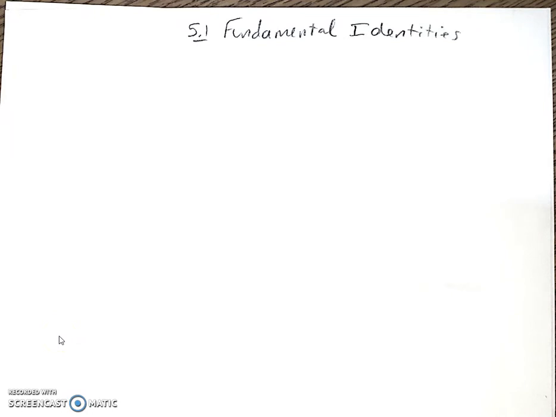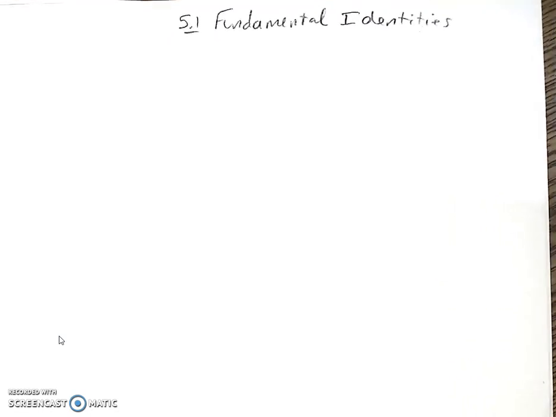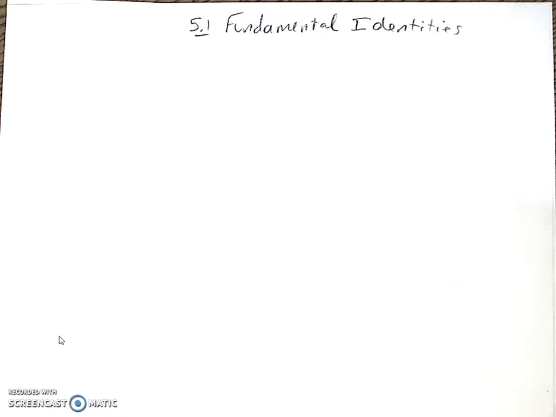Just gonna give you a brief lecture over section 5.1. 5.1 is really an introduction to how we use trigonometric identities. You have seen some examples of this all the way back to chapter 1. And a lot of these fundamental identities that we're talking about today, we actually learned in chapter 1. And so we're going to talk extensively about those in chapter 5.